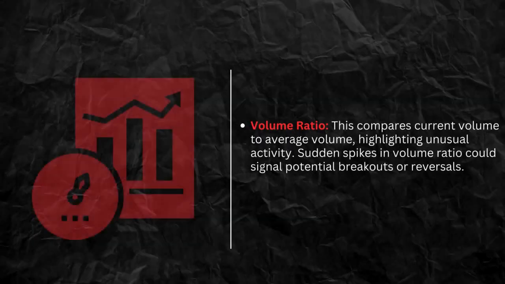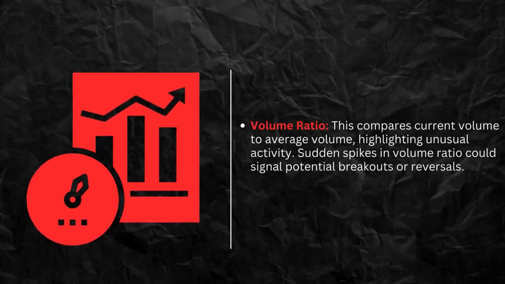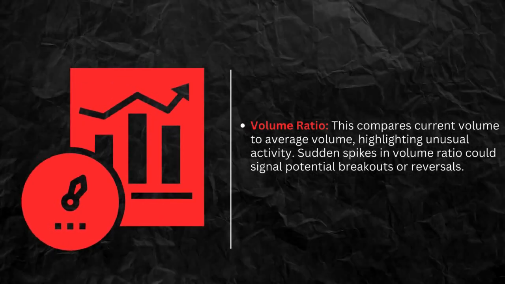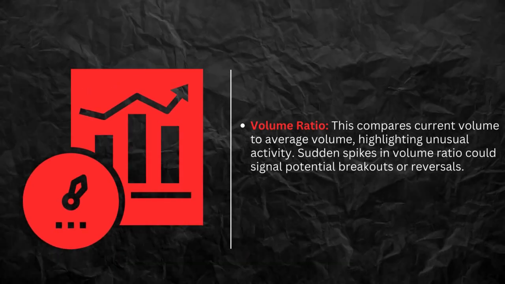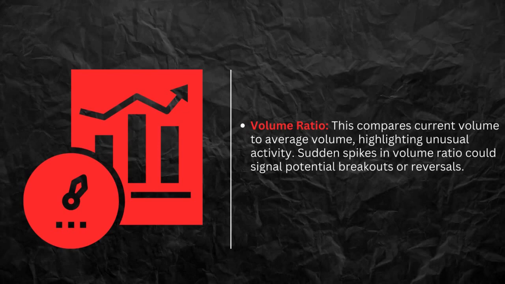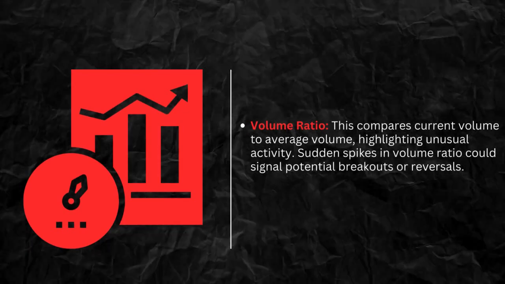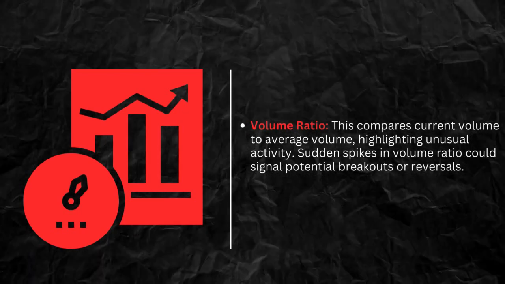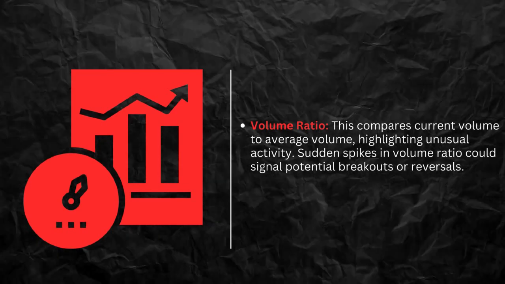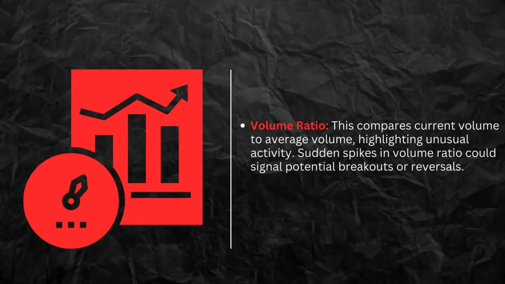And the last one is volume ratio. This compares the current volume to the average volume, highlighting unusual activity. A sudden spike in volume ratio could signal a potential breakout or a reversal. So these are the few things that you need to remember regarding the volume indicator. Now let us switch to the Angel One web application and see how to add volume indicators and how to trade volumes. We're also going to see some key components that you need to remember in volume indicators.